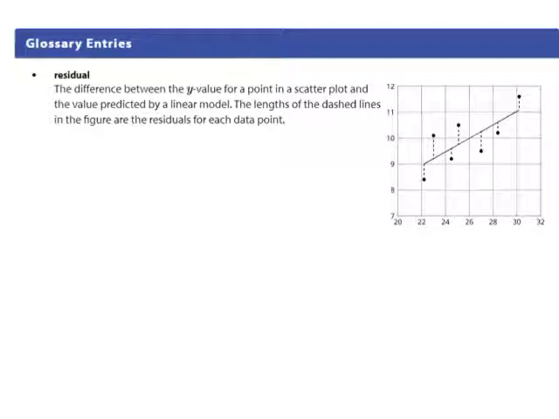So here you'd have your actual minus your model, and it would be a positive number. But down here, your actual minus your model would be a negative number. The larger the residuals, the worse the fit of the line is.